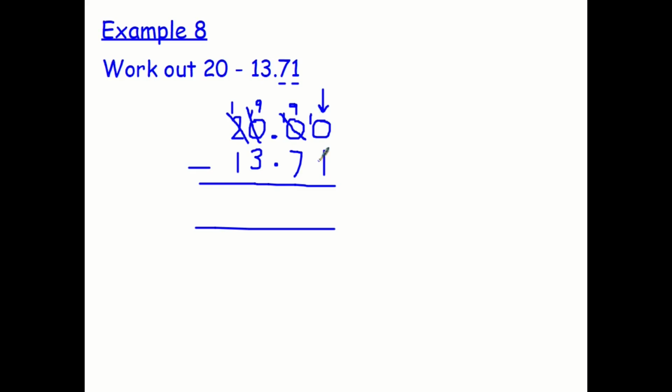10 take away 1 is 9. 9 take away 7 is 2. Put my decimal point in line. 9 take away 3 is 6. And 1 take away 1 is 0. So I can either put 0 there or just leave it blank. I'm going to leave it blank in this case. So my answer to that is 6.29.